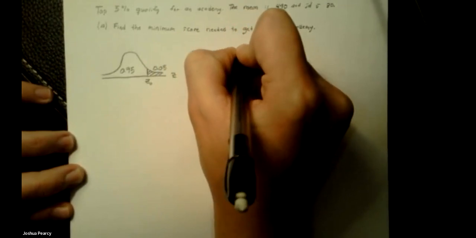Since the top 5% qualifies for the academy, the area to the right of this z-score would be 0.05. And then you can find the area to the left by just taking 1 minus the area to the right. And that area is 0.95. Then you just need to find a z-score such that the probability of getting a z less than or equal to this z naught is equal to 0.95.